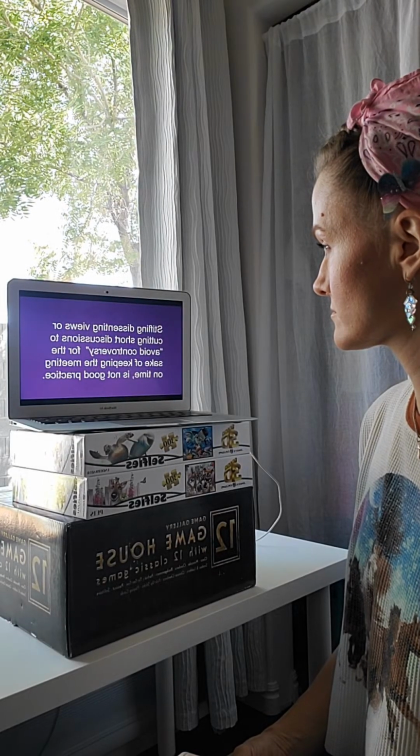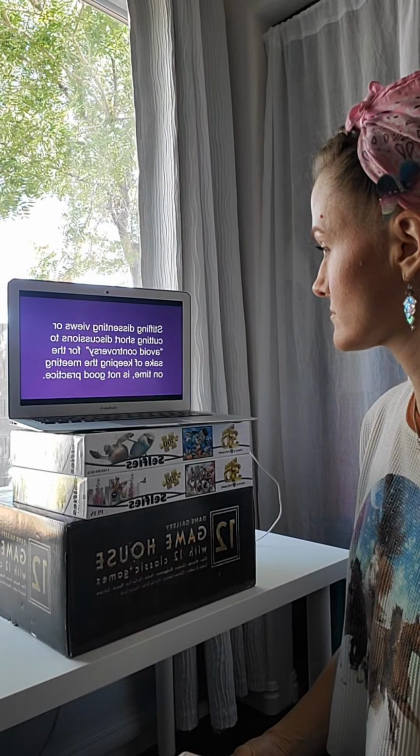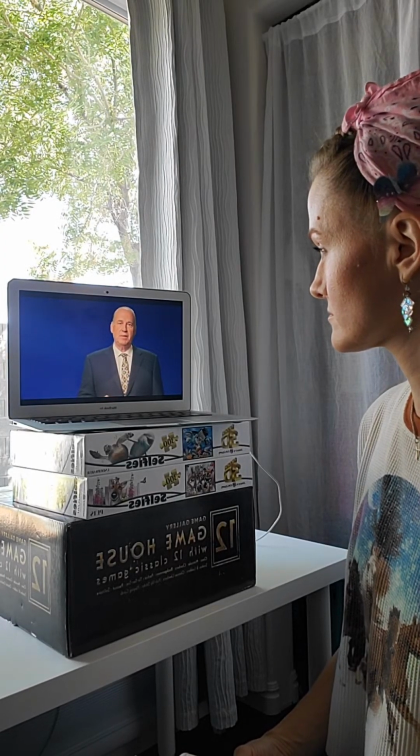While generally the board cannot be perfect in its predictions, when a board makes a flawed decision using a flawed process, questions about compliance with the fiduciary duty will follow. Stifling dissenting views or cutting short discussions to avoid controversy for the sake of keeping the meeting on time is not good practice. If a particular issue requires further review and discussion, then table that issue to the next meeting or appoint a committee to investigate the topic further and report back at the next meeting.